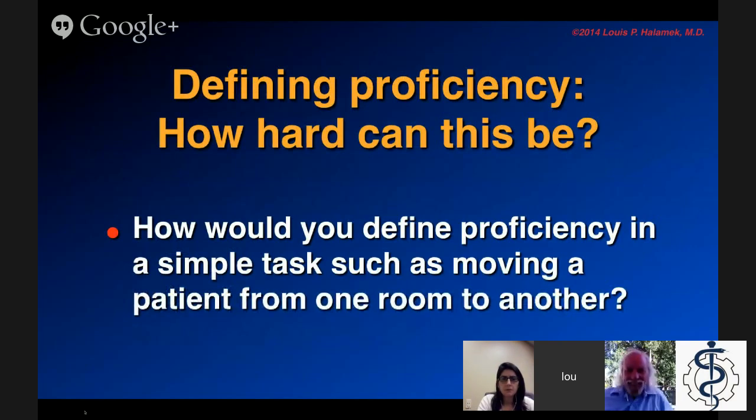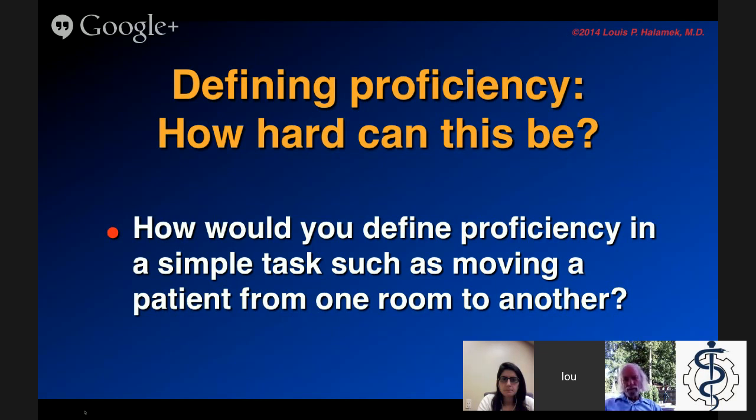Let's take something very, very simple: moving a patient from one room to another. What I'm going to show you is a video, it's 1 minute long, where one of the members of our obstetrics team is going to move a maternal patient simulator. It's in a bed in one of our actual labor and delivery rooms. They're going to move that patient simulator from a bed that's stationed in the room to a gurney that they will then wheel into the cesarean section room.